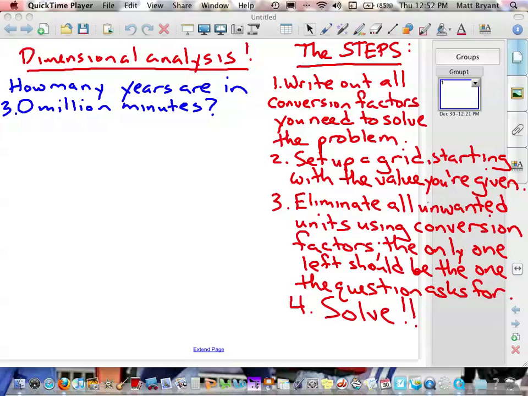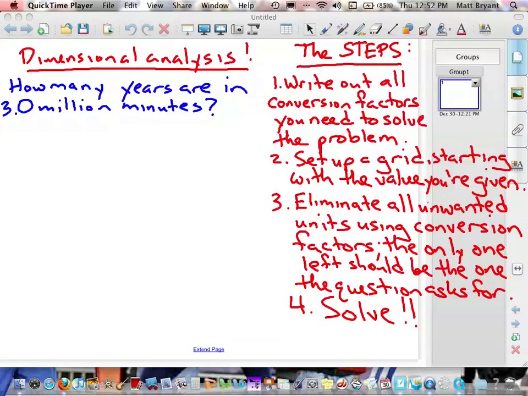One being, write out all the conversion factors you need to solve the problem. If it's there for you and you've written it down, it's much easier to refer to those conversion factors as you're writing down the grid. And as it says in the second step, you set up a grid. It's so much easier if you can write the grid out. You can see how the numbers cancel out, how the numbers are multiplied, they're divided, how the units cancel out.